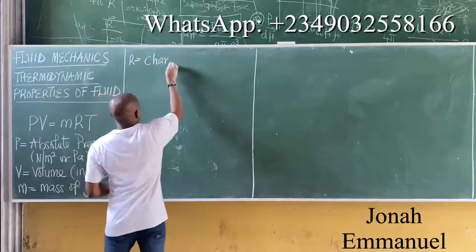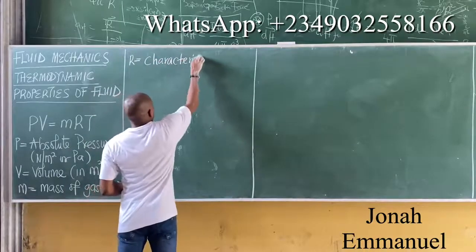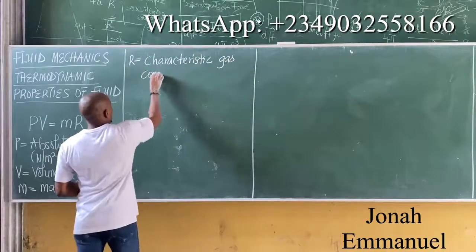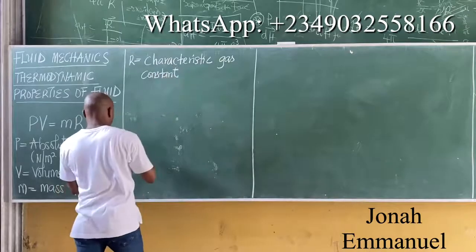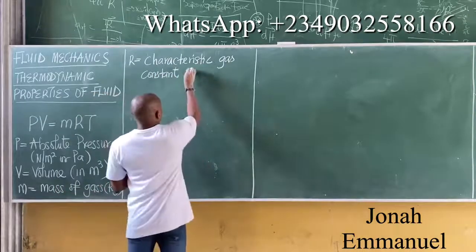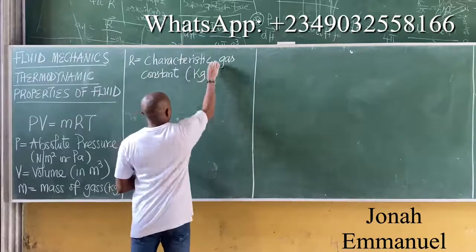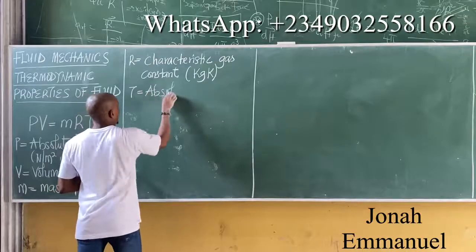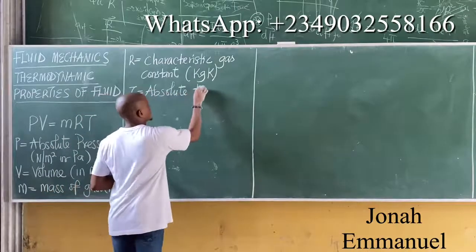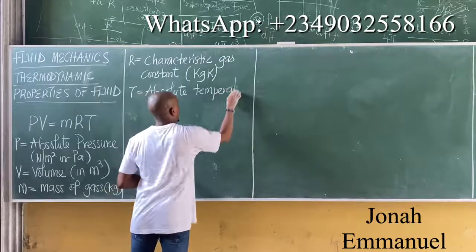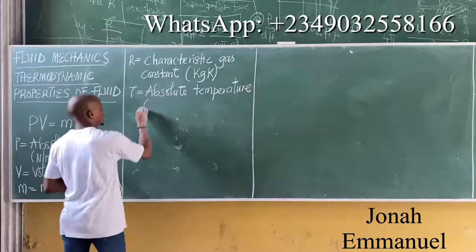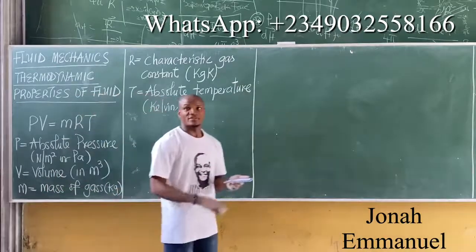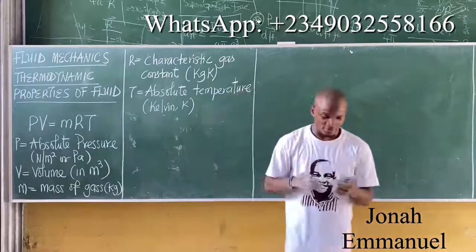R is the characteristic gas constant, in joules per kilogram Kelvin, and then T is absolute temperature, of course in Kelvin. That's K.